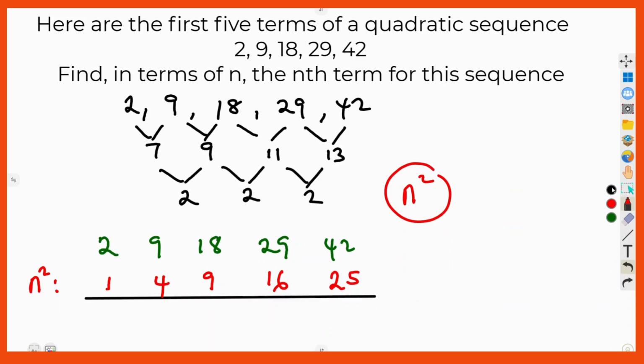Now in trying to subtract the numbers, we're going to subtract down. 2 minus 1 is 1, 9 minus 4 is 5, 18 take away 9 will be 9, 29 take away 16 will be 13, and 42 take away 25 will be 17. Now if you take a look at this sequence on the bottom here, you can easily tell that this is a linear sequence because they go up by 4 each time.